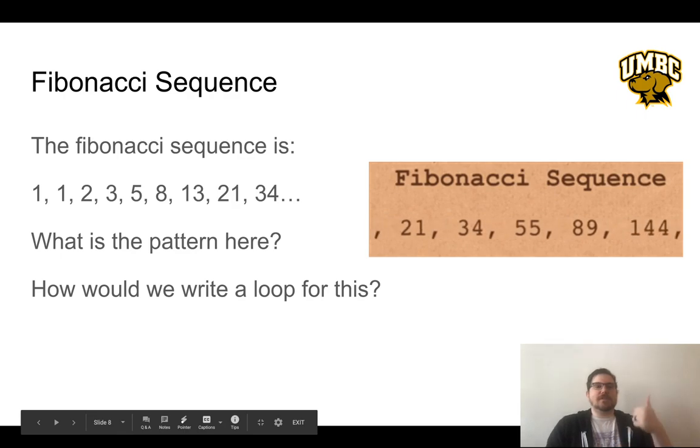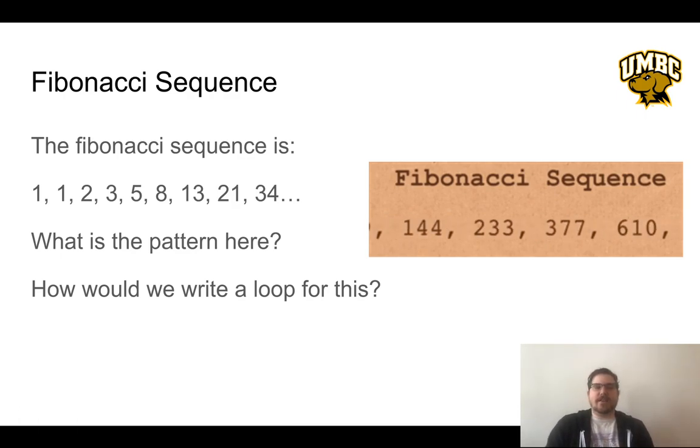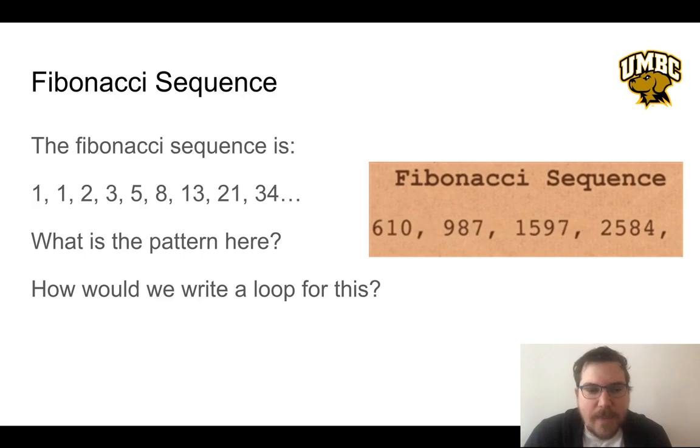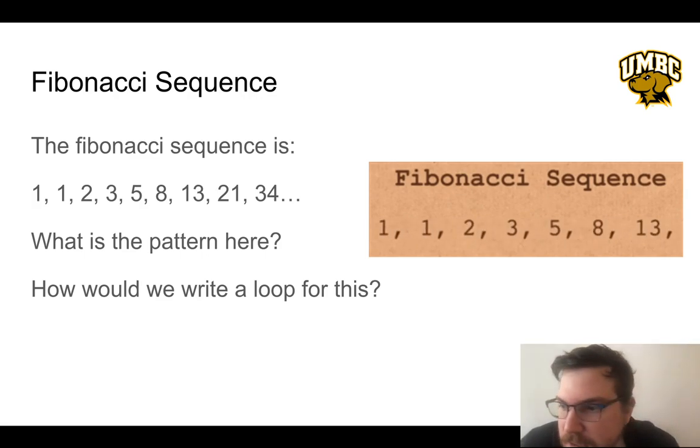So the Fibonacci sequence is 1, 1, 2, 3, 5, 8, 13, 21, 34. What's the pattern? How do we write a loop for this?